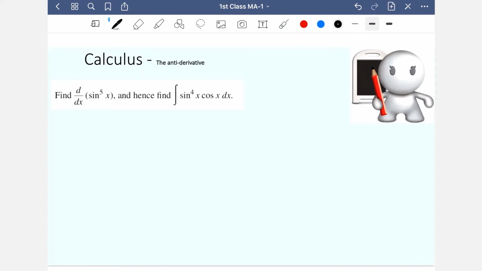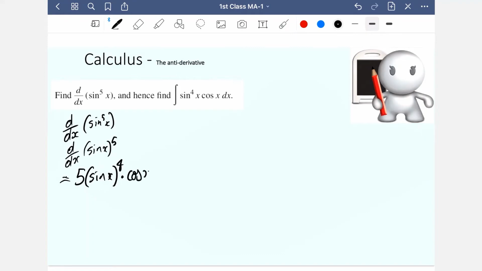Okay, the next question, we've been asked to differentiate sine of 5x. Okay, now that's the same as sine to the power of 5 of x, and that's the same as the sine of x raised to the power of 5. So using the chain rule, drop the power, less 1 for the power, and then multiply by the derivative of the inside. Tidying that up, that's a good answer by the way. Tidying that up, we're going to get 5 sine to the power of 4 x multiplied by the cos of x.